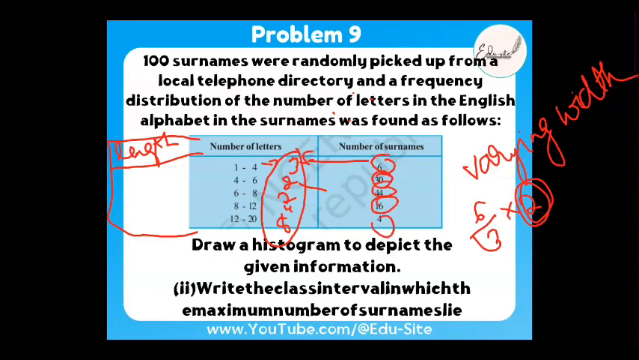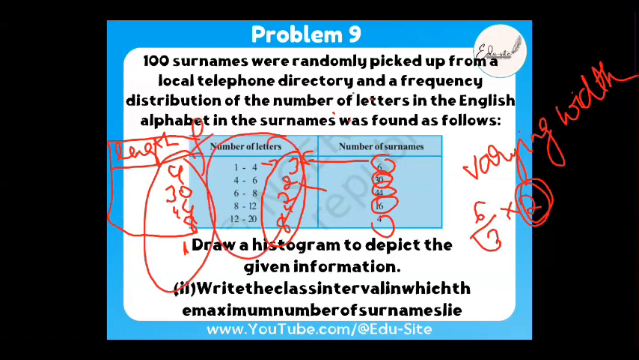What is the answer to it, beta? First one is 4. Second one is 30. Third one is 44. Yes, it is 44. Next one is 8 and the next one is 1. So 4, 30, 44 and 8 and 1. So this is taken as a frequency on the y-axis and this is on the x-axis.